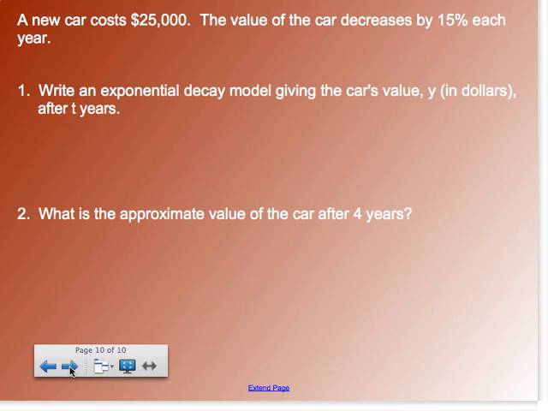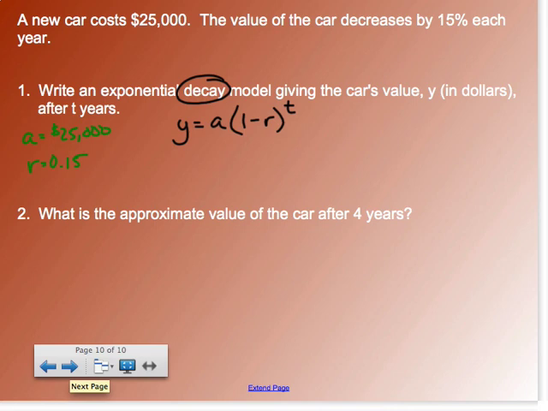So again, if I write the generic model on the board, I have y equals my initial amount A times, we know it's a decay model, so I'm going to do 1 minus r, all raised to the t. Now in this case, let's label some things. I'm going to turn to green again and write down all the variables that I know. My initial amount of my car was $25,000. And I also know my rate. My rate was decreasing by 15%. So 15% as a decimal is 0.15.